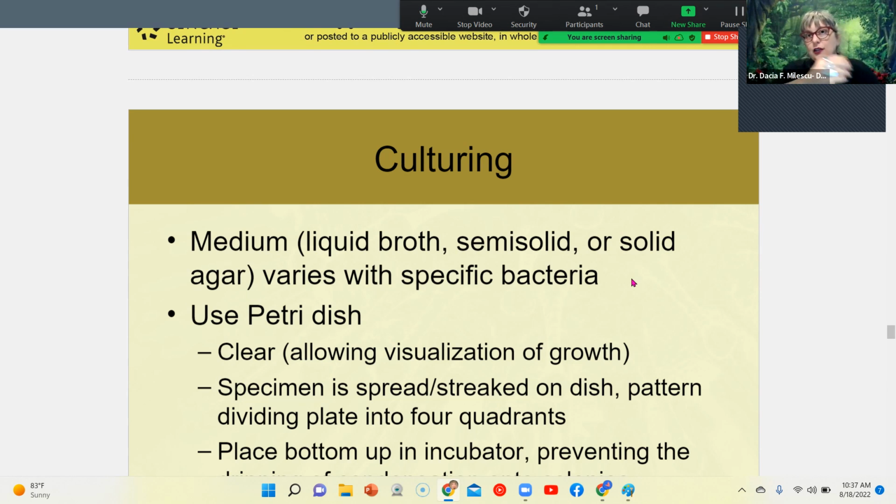And so by doing that, you spread the bacteria, streaking it across the disc in a pattern that is going to cover all four quadrants. So you're going to go zigzag, turn it, zigzag, turn it, zigzag, and then the fourth time, another zigzag, you get the point. All four quadrants are involved. That's how you do the culture, spreading it across this petri dish.